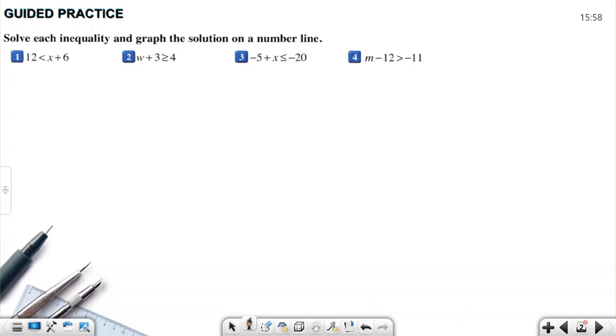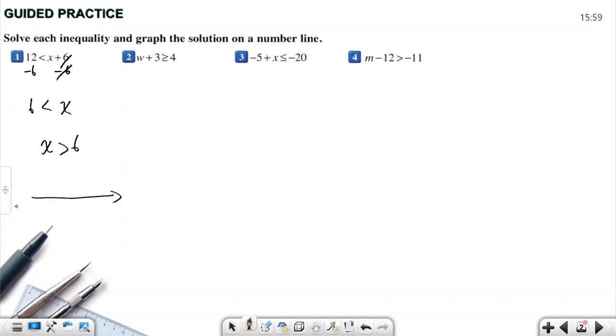As I told you, today we are going to solve some examples of one-step inequalities. Maybe in the next video, I'm going to solve multi-step inequalities. Let's start the first question. 12 is less than x plus 6. If I take away this 6 from both sides, 12 minus 6 is 6. 6 minus 6 is 0, and 0 plus x is x. 6 is less than x, that means x is greater than 6.